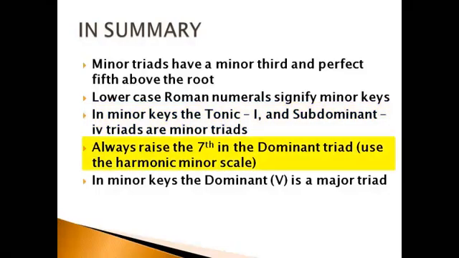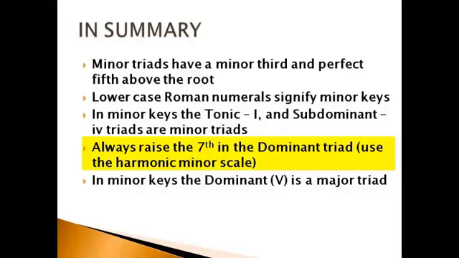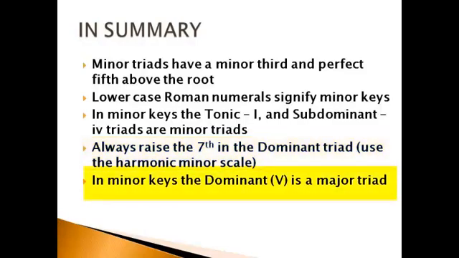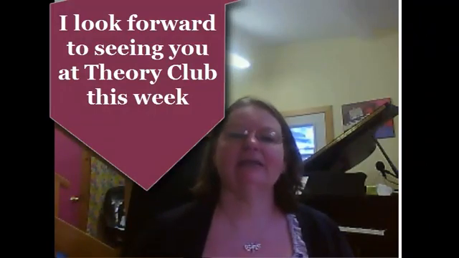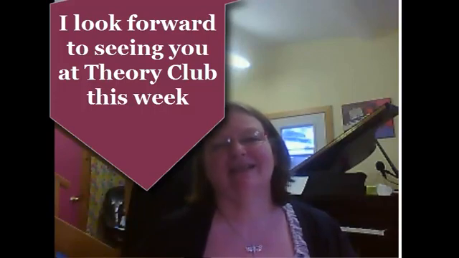You must raise the 7th note in the dominant triad, which means that the dominant triad is always a major triad. That 7th that you're raising is always the middle note in your triad. In minor keys, that means that the dominant is a major triad and the tonic and the subdominant are minor triads. Now you're all set to do exercises in major and minor keys using major and minor triads. Just remember to raise the 7th note in all of your dominant triads in minor keys.